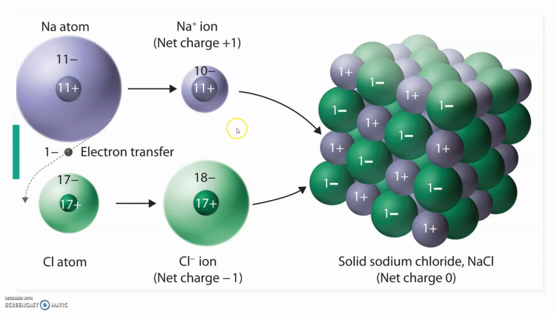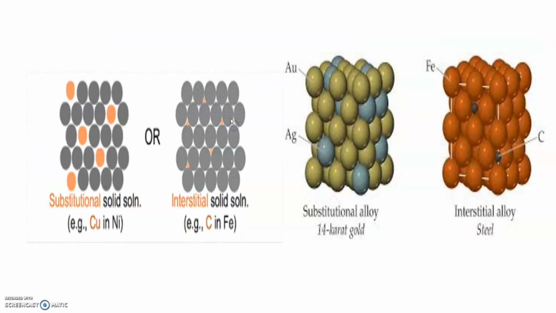The last structure we need to talk about, and then I'll let you go, is metallic alloys. You have the substitutional alloy and the interstitial alloy. Substitutional alloys replace similar sized atoms with the actual metal, whereas interstitial alloys have smaller atoms and they fit in between the spaces.